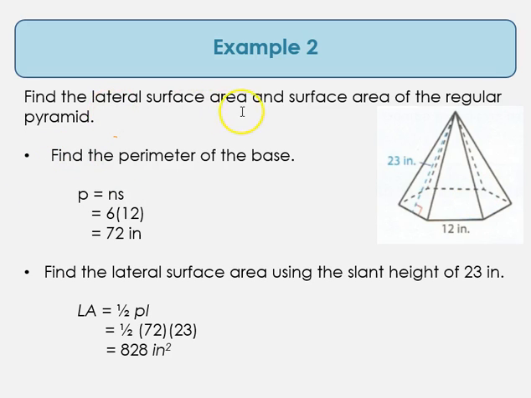So we're going to find the lateral surface area. We're going to start by finding the perimeter of the base, and the perimeter equals the number of sides times the side length. So it's 6 sides times 12, which is 72 inches. Now we'll find the lateral surface area using the slant height, and our new formula is 1/2 PL, so it'll be 1/2 times 72 times the slant height of 23, which is 828 inches squared.